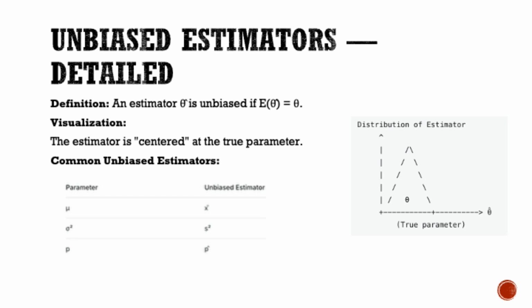Let's look at unbiased estimators in more detail. An estimator theta hat is unbiased if its expected value equals the true parameter theta. The estimator is centered at the true parameter. The table shows common unbiased estimators. The sample mean x bar is an unbiased estimator of mu. The sample variance s squared is an unbiased estimator of sigma squared. The sample proportion p hat is an unbiased estimator of p.